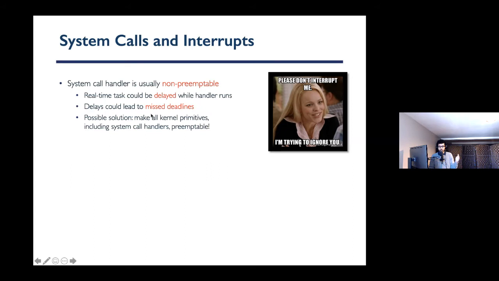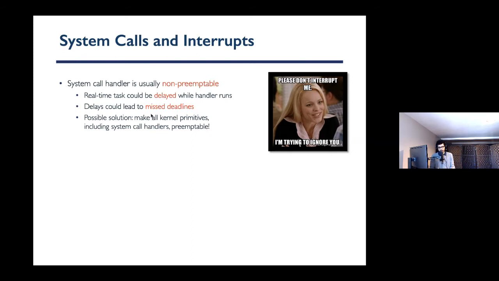Or maybe not. Maybe another task that was not a real-time task called a system call, and now we're in the system doing the system call, and a real-time task becomes ready to be executed with a deadline that is very close and very soon. But because we are processing the system call, we cannot context switch to this real-time task, and as a result, this real-time task could miss its deadline. Okay, so these are two scenarios that could happen.